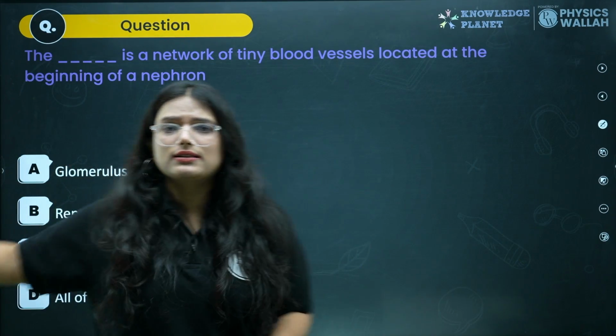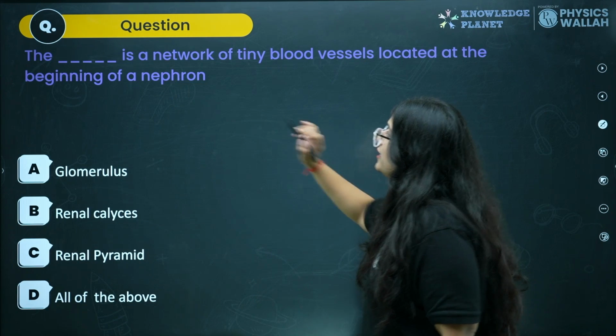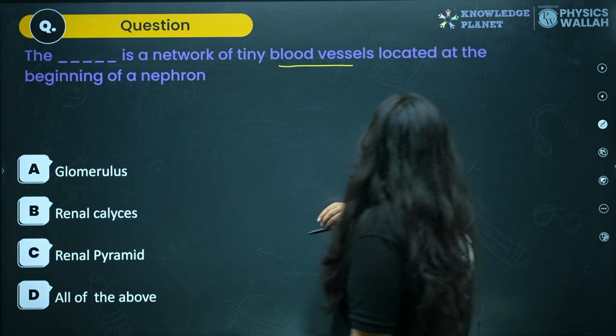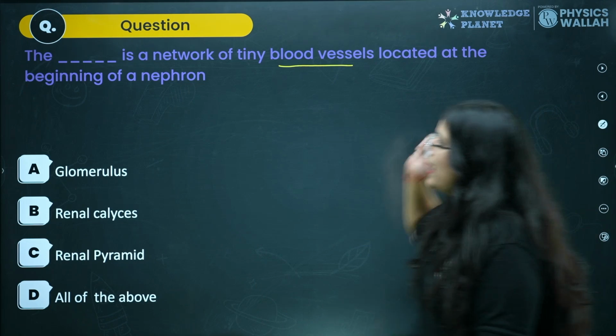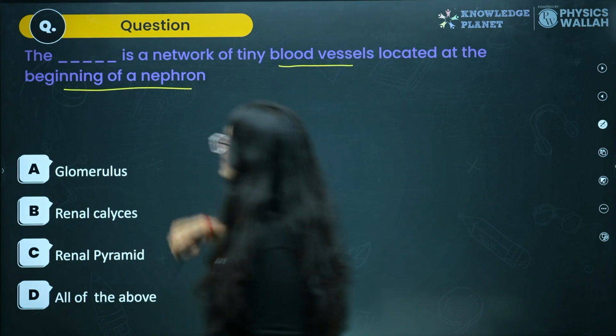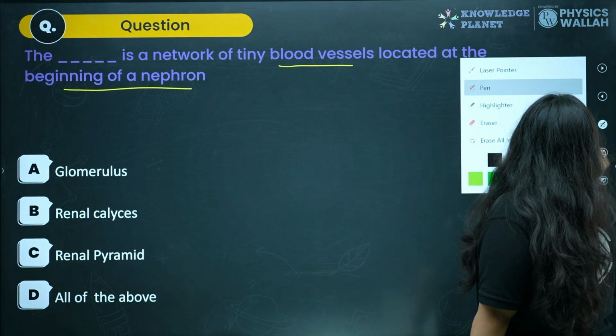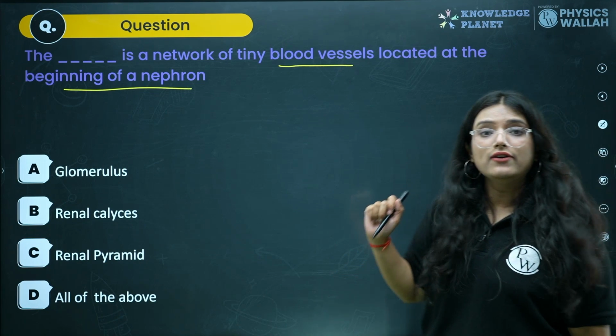So let's talk about this important question here. The dash is a network of tiny blood vessels which is located at the beginning of a nephron. So what do we know this network of tiny blood vessels as?